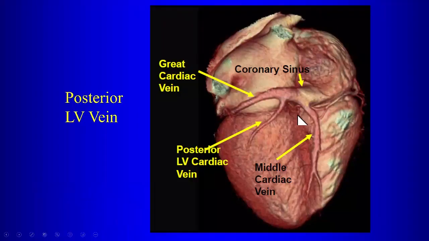All right. So another volume rendered view of coronary veins. And the coronary veins can become important because what device might they place through the coronary sinus? Yeah, pacemaker for what?